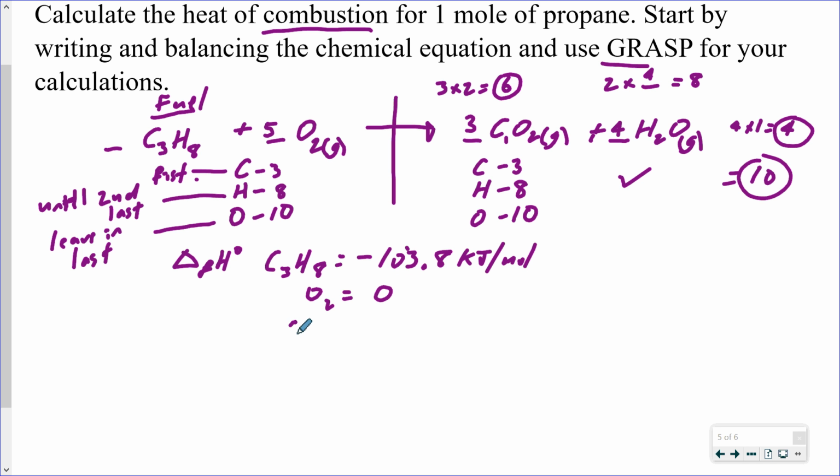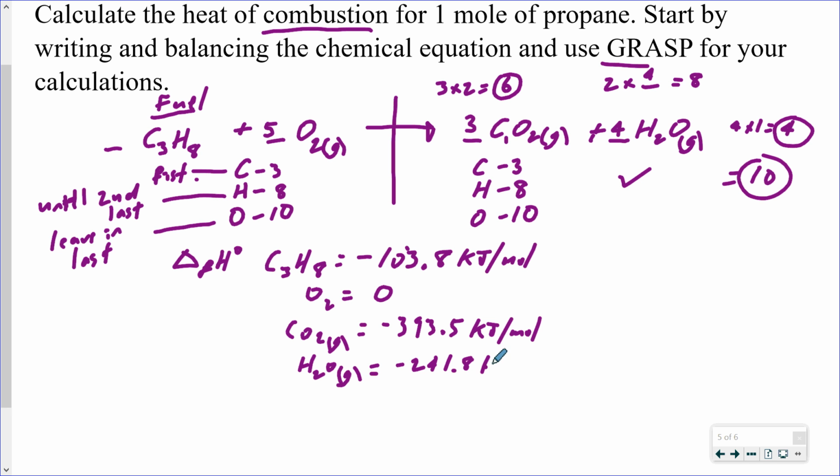Carbon dioxide is negative 393.5 kilojoules per mole. And finally, our water, and this one is gas, and that is negative 241.8 kilojoules per mole.